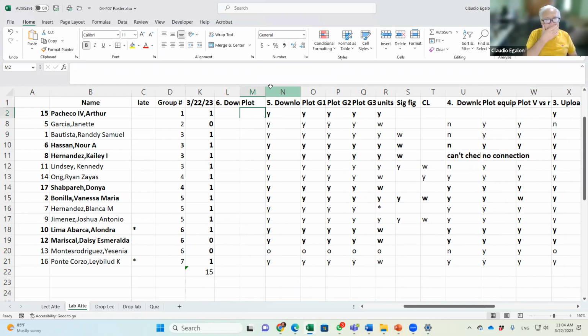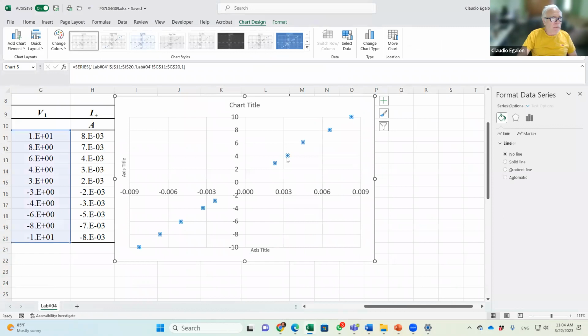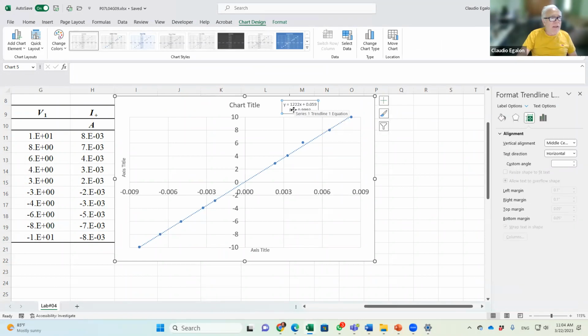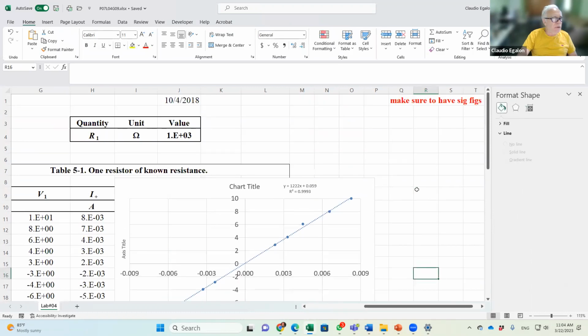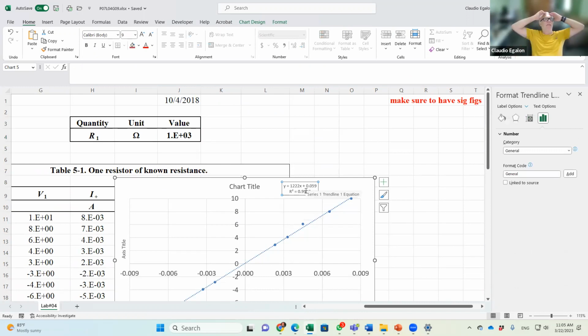And don't forget to put the trend line too, right? Here you go. The trend line indicates that the slope is 1,222, which should be the value of my resistor. It's not exactly 1,222, it's 1,197, close enough. That's a measurement with the multimeter, and that's a theoretical value for the resistance using Ohm's law. They are pretty close to each other.